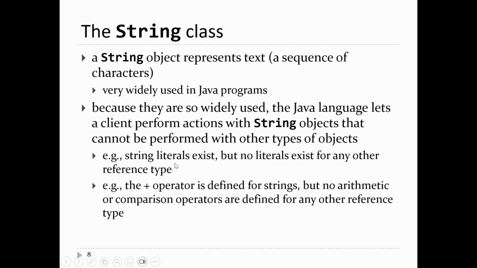String is the only reference type for which a literal exists. For all other reference types, there's no way to write down an example of one of those objects; you have to do something else to create one. String is also the only reference type where you can use an operator, like add, with variables of that type. There are no other arithmetic or comparison operators allowed for any other reference type in Java.